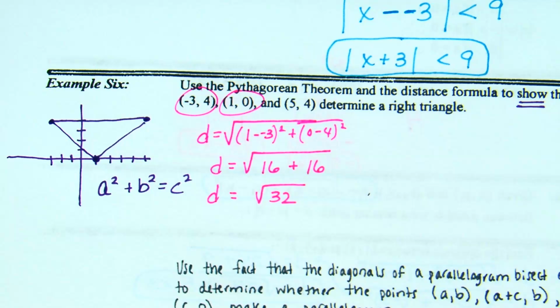Honestly, I'm going to leave this as the square root of 32. We could go decimal if we want, but based on the fact that when I put that number back in the Pythagorean theorem, I'm just going to have to square it again. It'll be easier to square it if it's in this form. So that's my reasoning for leaving it like it is. Okay, now what?